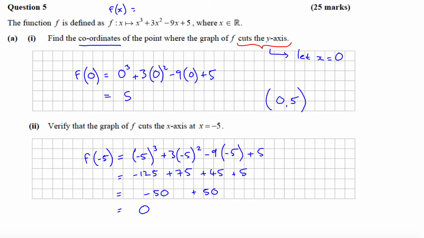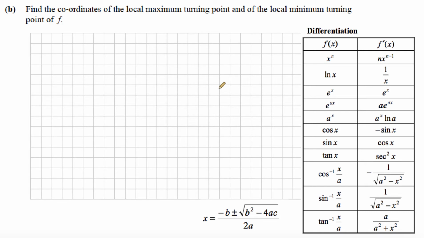Okay. Part B. Find the coordinates of the local maximum turning point and of the local minimum turning point of f. So the turning points, the max turning point and min turning point. The way we find turning points is we find the derivative of the function and let that equal to 0.